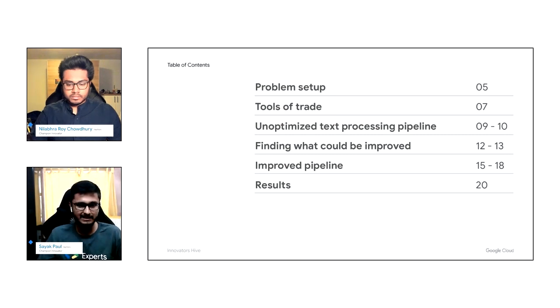We have a packed agenda today. We'll be starting off with the problem statement. Then we will go over the kind of tools that we used in this particular project. Then we will walk you through the unoptimized text processing pipelines. And then Neil is going to take over and he will walk you through the components in the pipeline that could have been improved. And we will also share with you the improved pipeline and the results that we were able to get out of that improved pipeline. So we really hope that you get to take some recipes for optimizing your own text pre-processing pipelines with Dataflow. So without any further ado, let's get started.